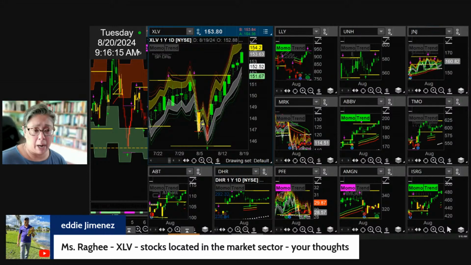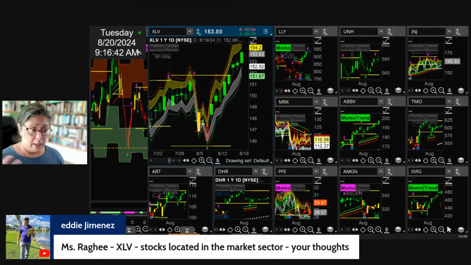AbbVie is probably your most budget-friendly, bullish trend in the group. ISRG is ridiculously expensive, but it's a good name. And then after that, I would say keep an eye on the bullish but choppy symbols. There's only 2 trends here, but the bullish chop is UNH, Johnson & Johnson, Thermo, Abbott, Danaher. So there are a number of names in there that are worth keeping an eye on.